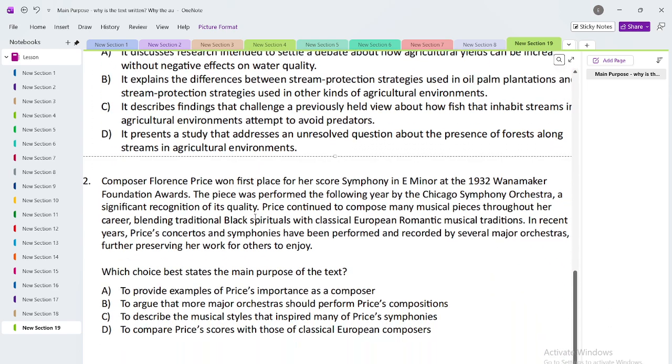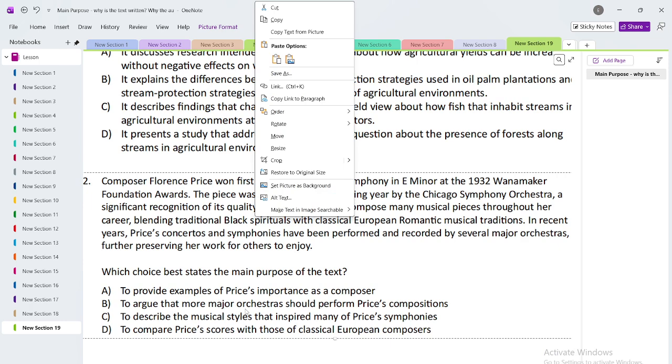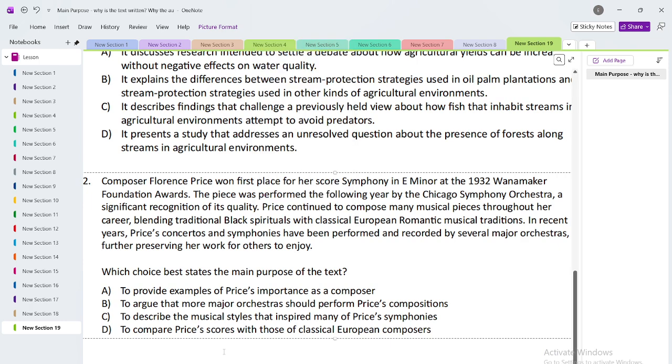All right. The next example. Again, which choice best states the main purpose of the text? All right, let's read it. Composer Florence Price won first place for her score Symphony in E minor at the 1932 Wanamaker Foundation Awards. The piece was performed the following year by the Chicago Symphony Orchestra, a significant recognition of its quality.